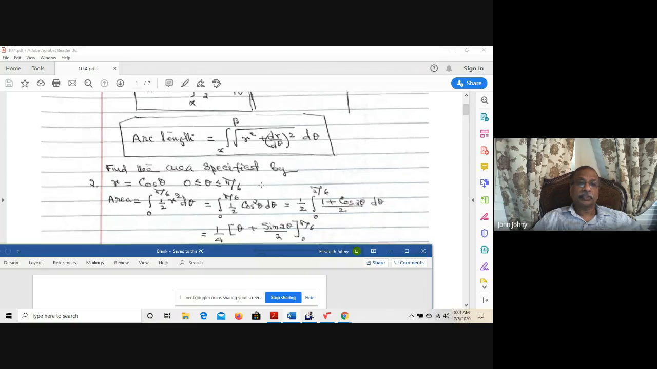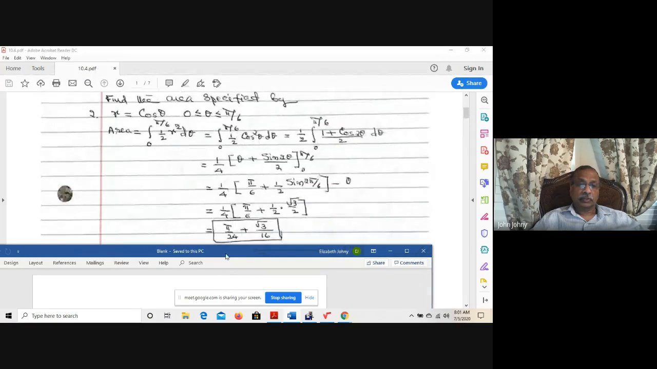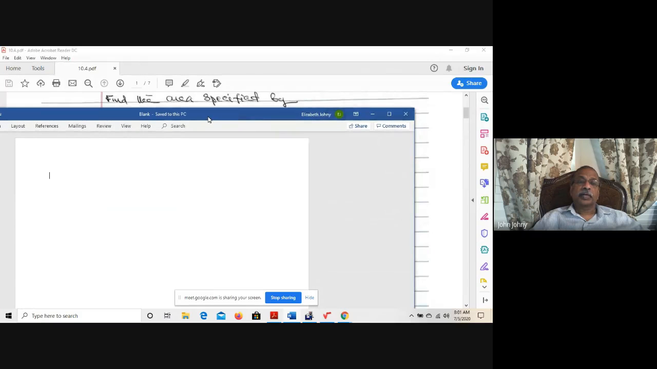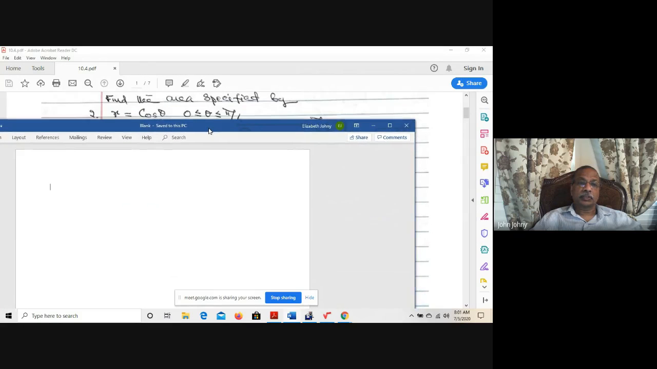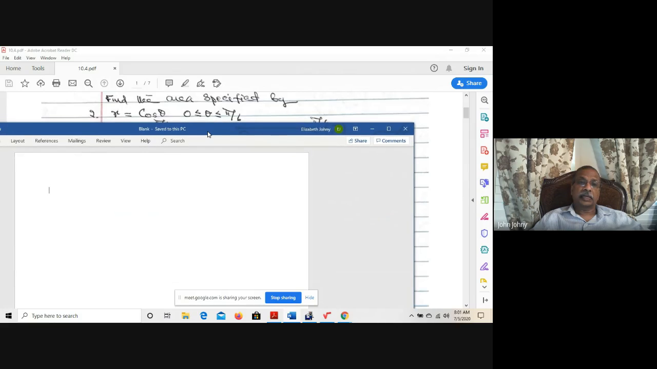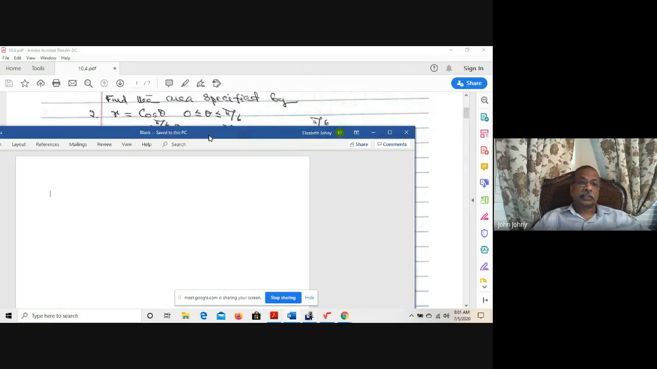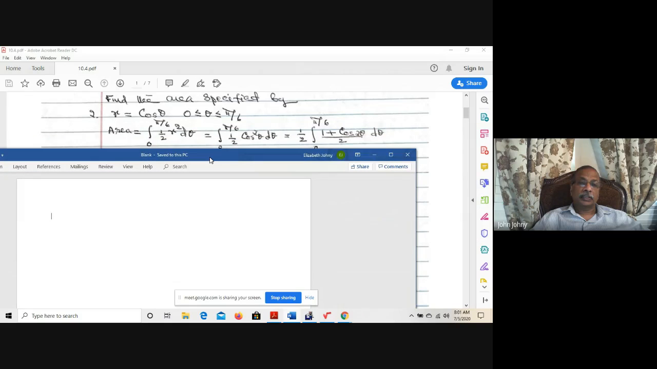Now let us start with question number 2 from the textbook. Find the area specified by r equals cos theta, 0 less than or equal to theta less than or equal to pi over 6. The formula is area equals the integral from alpha to beta of 1/2 r squared d theta. Here r is cos theta, so it is 1/2 cos squared theta d theta.